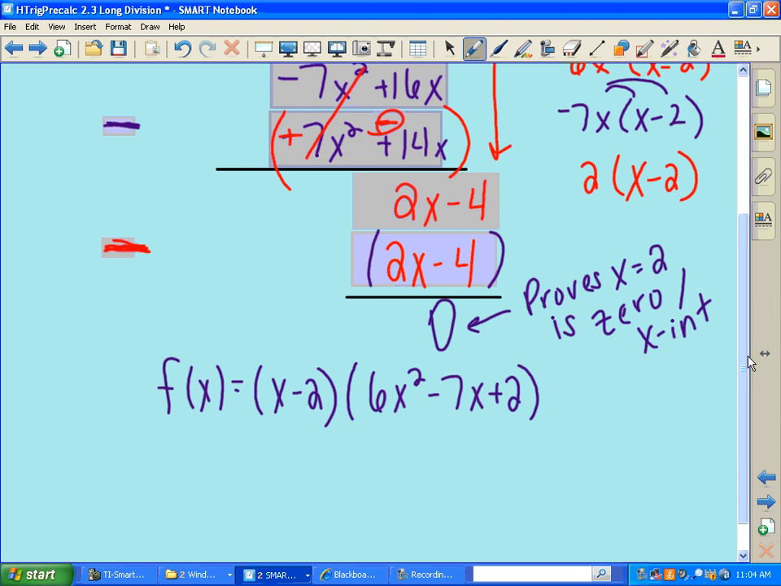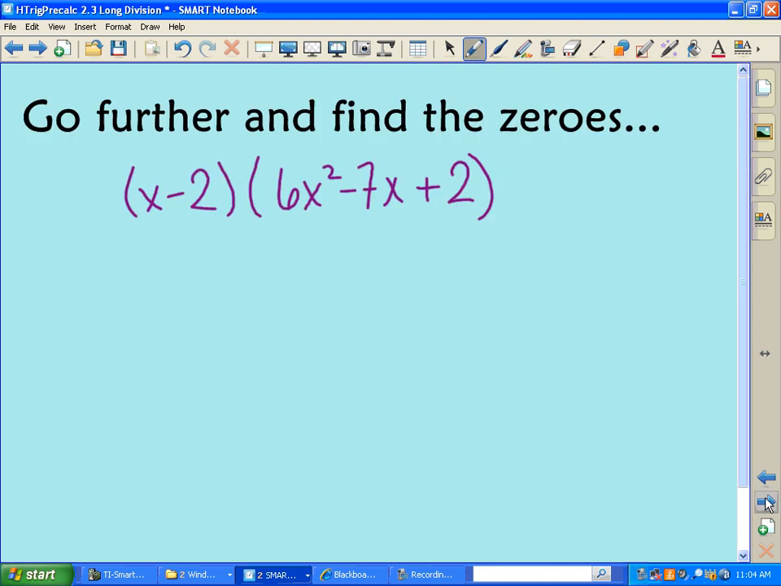Questions? So we could do the same thing with 1/2, we could do the same thing with 2/3, and we could work our way through it. So what I'd like you to do is flip the page. We're going to see if we can work through another one.